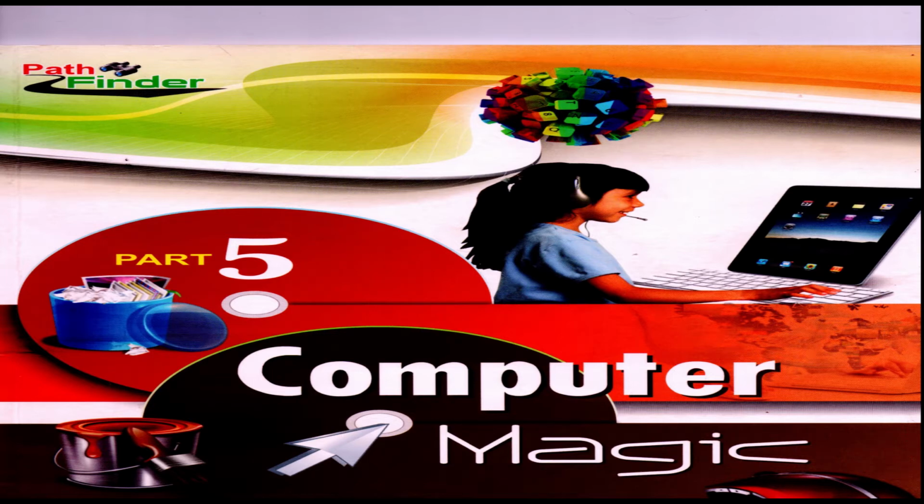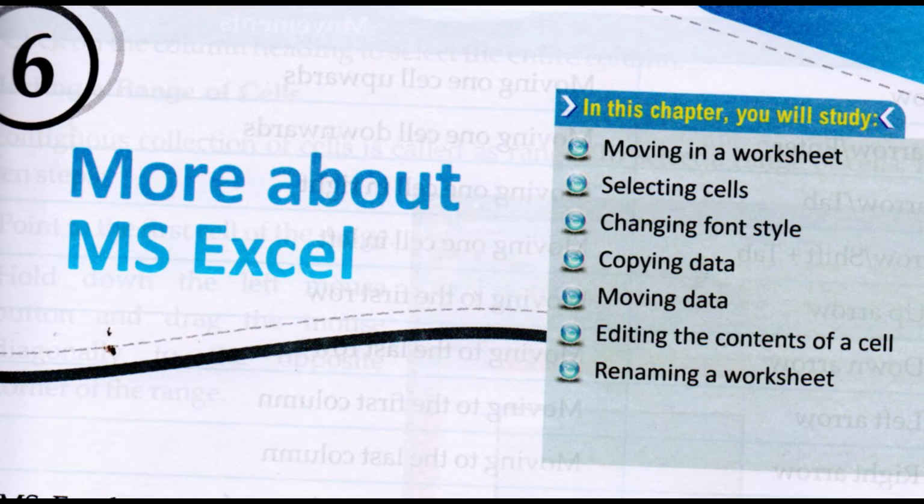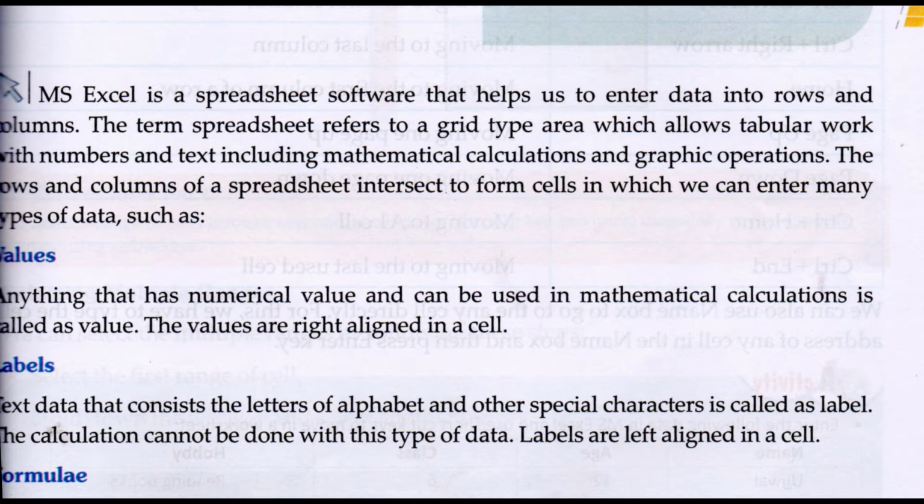Today we will learn more about MS Excel, that is the 6th chapter. MS Excel is spreadsheet software that helps us to enter data into rows and columns. The term spreadsheet refers to a grid type area, that is the rows and columns intersection area, which will be in the form of tables.